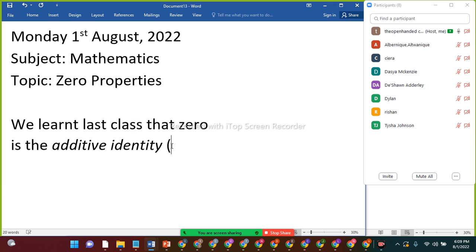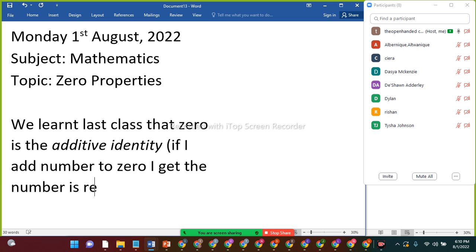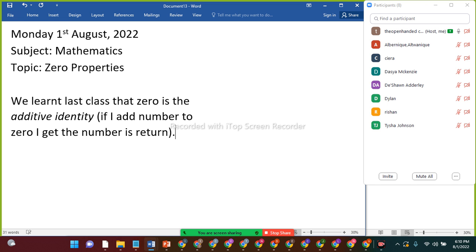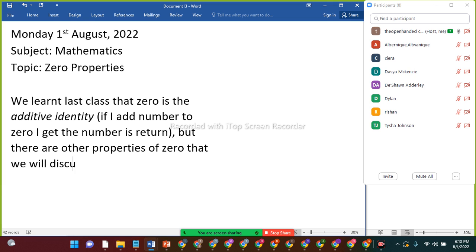So we learned that zero is the additive identity. What that means is that if I add any number to zero, I get the number in return. That's why it's called the additive identity. So if you add zero to any number, you get that number. So 0 plus 5 is still 5, 0 plus 6 is 6, and so on. But there are other properties of 0 that we will discuss in this class.